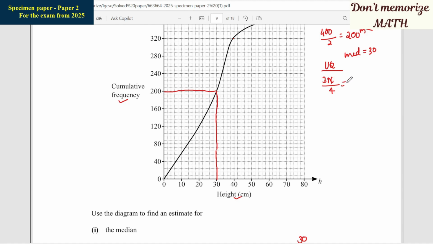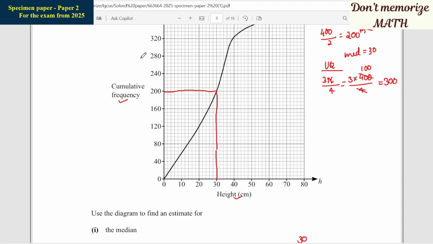So 3 times what is capital N? We already got 400 divided by 4. The 4 and 400 you can cancel, so you will get 100 here. So 3 times 100 is 300. You need to check on the y-axis, take the corresponding value from 300 and check what is the height on the x-axis corresponding to 300 on the y-axis.